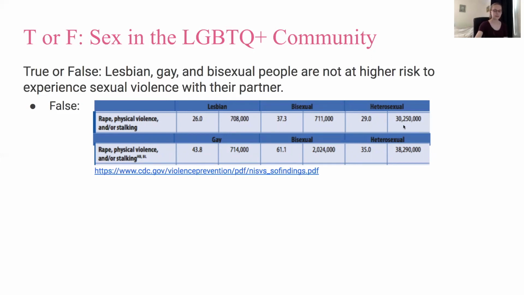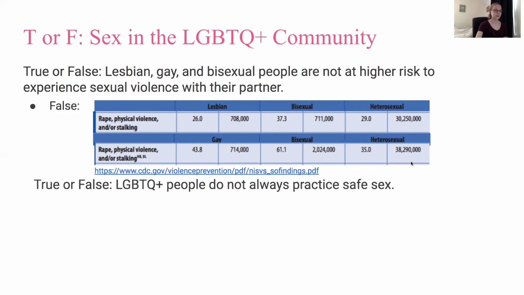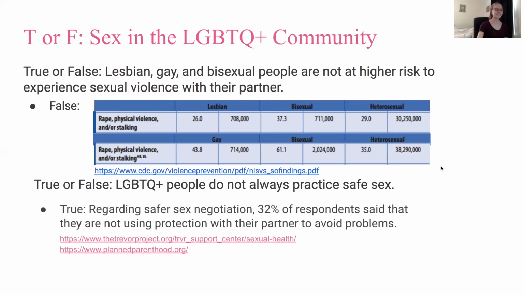All right, next question. True or false? LGBTQ+ people do not always practice safe sex. Look at how many people are answering. So this is true. Regarding safer sex negotiation, 32% of respondents to a survey done by the National Sexual Violence Resource Center said that they were not using protection with their partner specifically to avoid problems. This can be an issue because if you're not having an open and safe conversation about consent and what your expectations are, then you can't really give full consent.